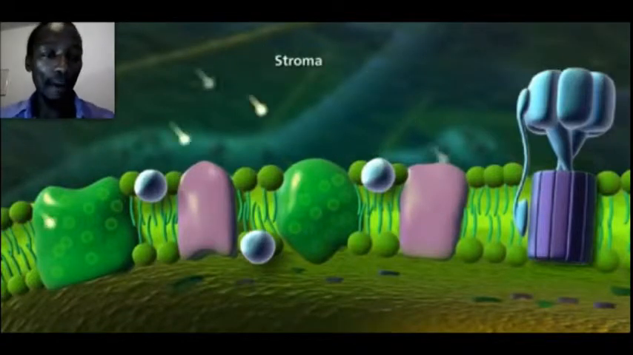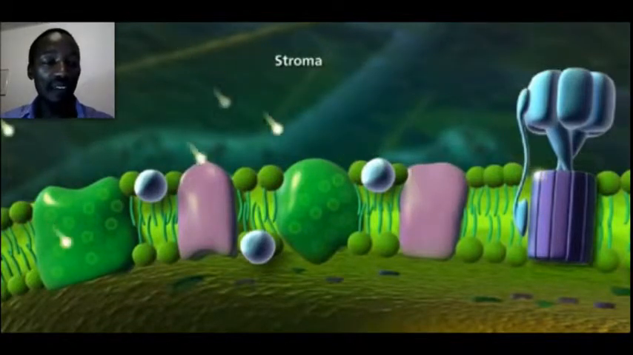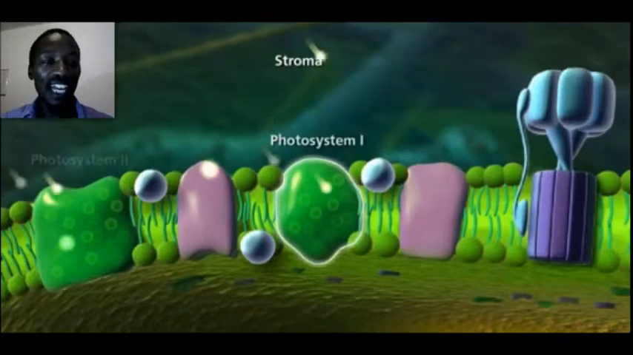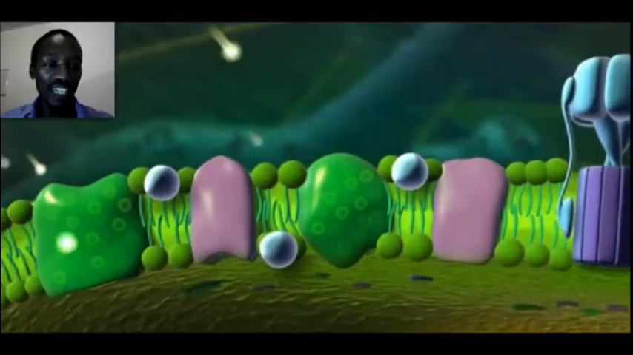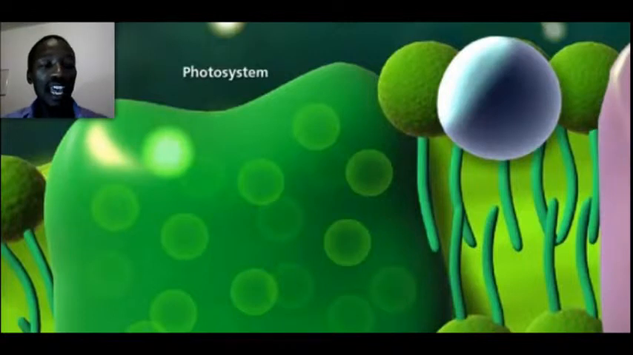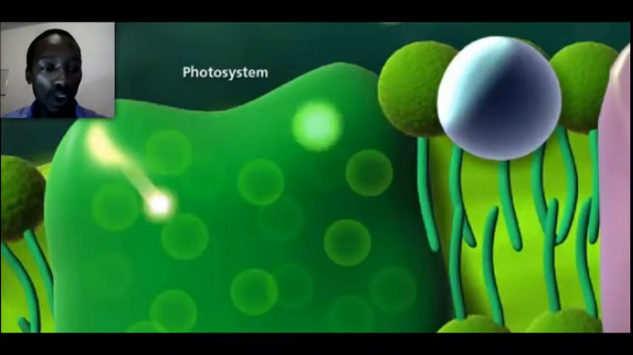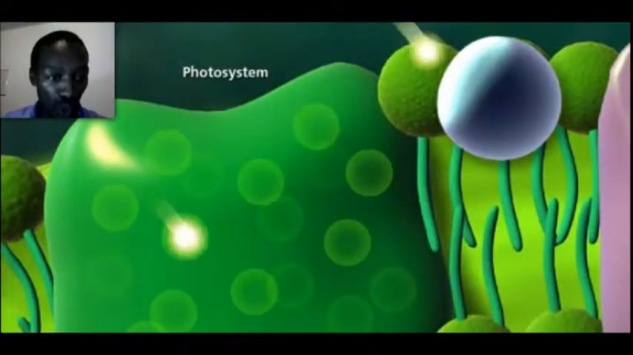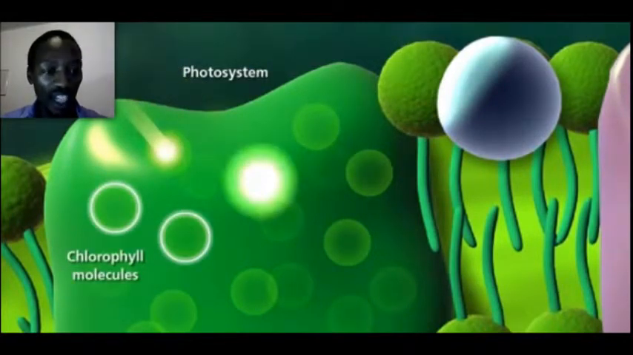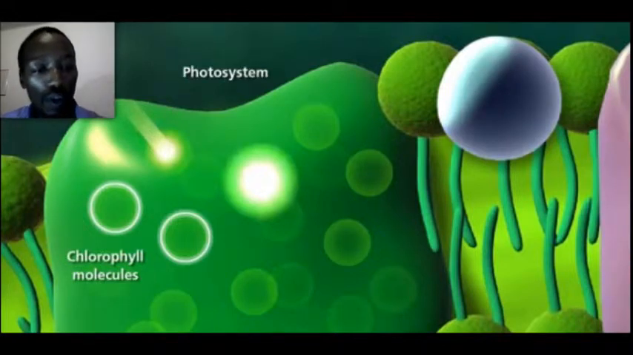Now let's look at this again. That is the stroma on the outside there, where we'll come to later. That is where the Calvin cycle occurs. That's the photosystem 1, photosystem 2 cycle. But on the wall here, what happens is that the photons from the sun come in, and these small balls that we talk about trap those photons because they've got the chlorophyll, and these small balls are called chlorophyll molecules. So chlorophyll molecules capture the photons from the sun.